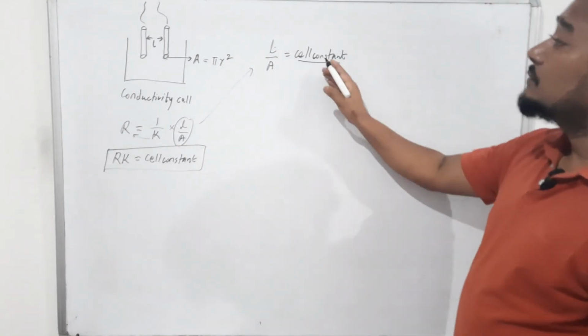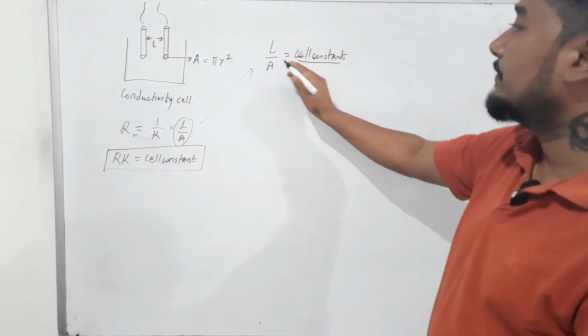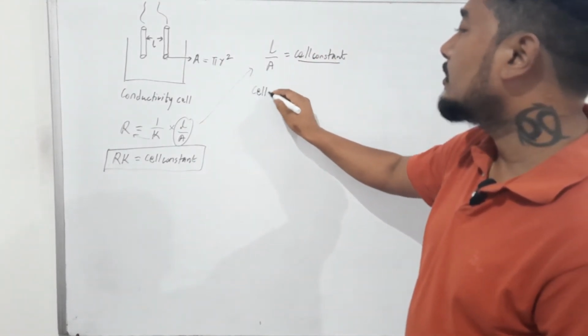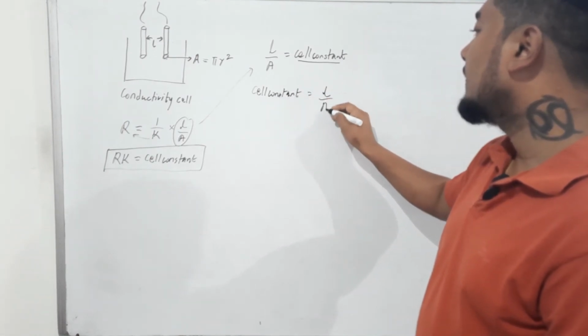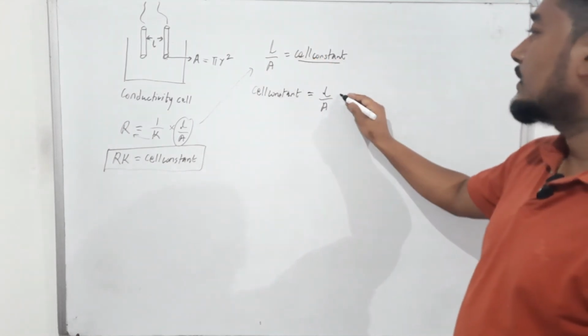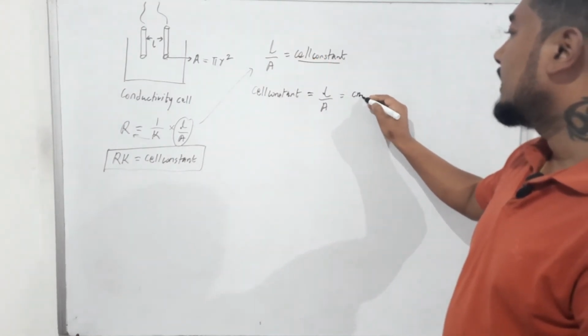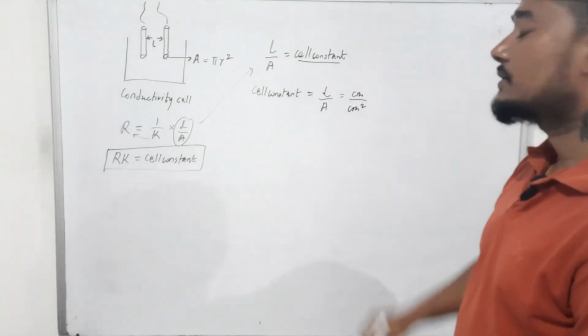Okay. So what is the formula of cell constant? There are two formulas from now on: Rκ, and L by A. L is the distance between the two electrodes, A is the cross section area of the electrode. Now students, let us see what this cell constant is all about. From here we can define it. Cell constant means L by A. The unit of length, distance, is centimeter; area unit is centimeter square.